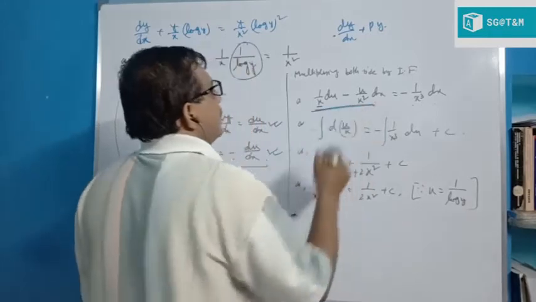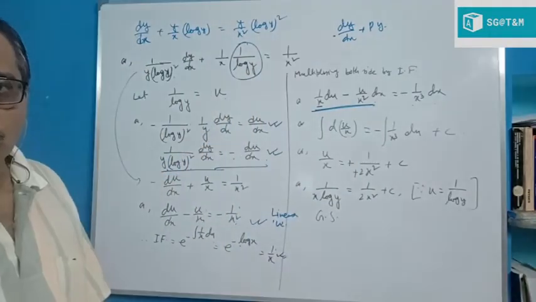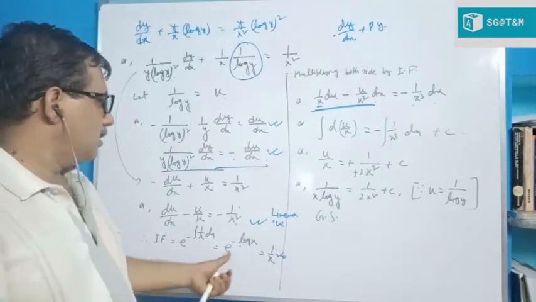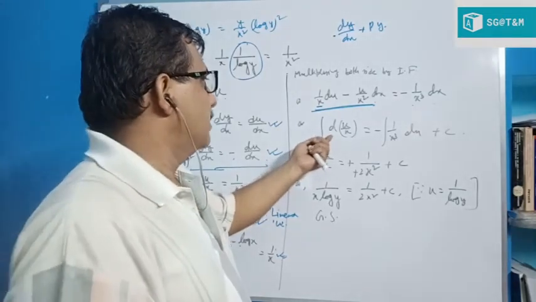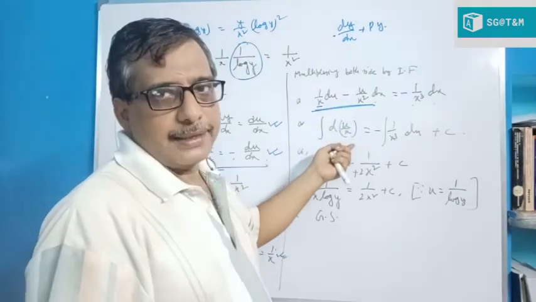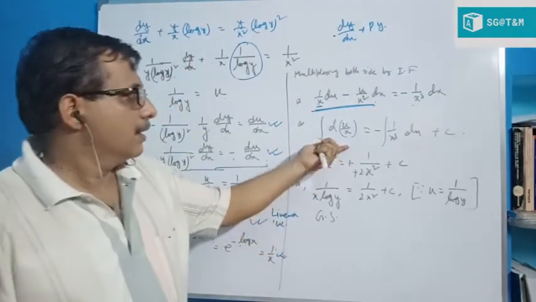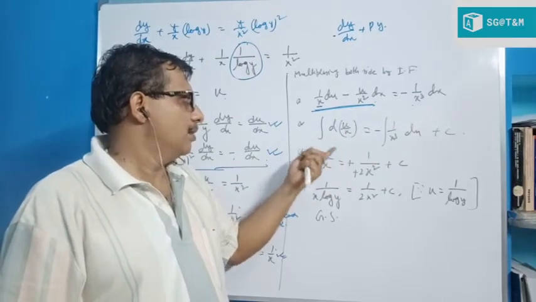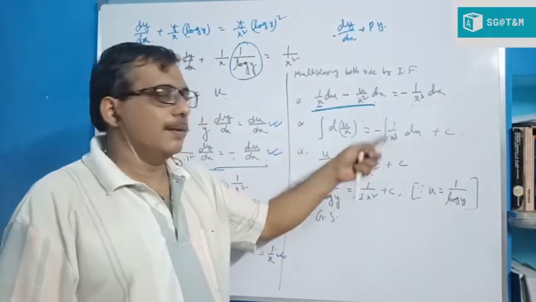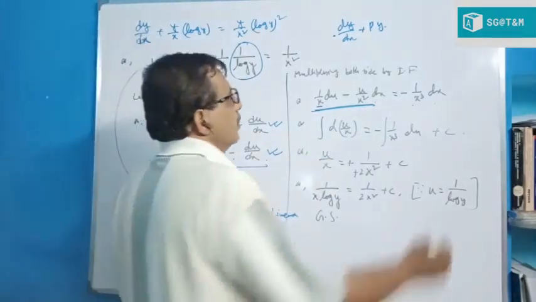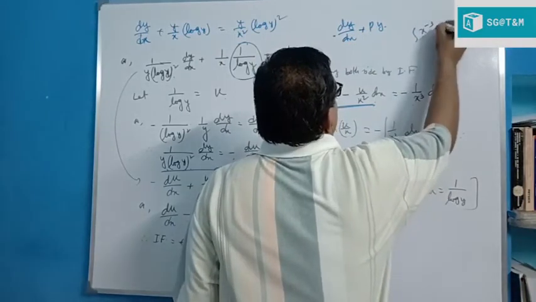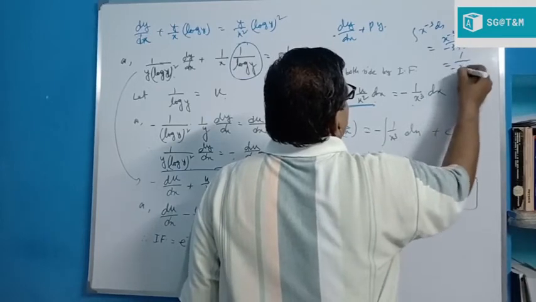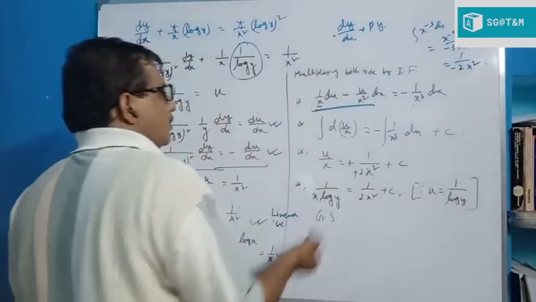So the left hand side must be d of integrating factor into u. The integrating factor is 1/x, so the left hand side is d of (u/x), and integrating minus of 1/x³ dx. After integration, d of (u/x) gives u/x, and the integration of x to the power minus 3 is x to the power (minus 3 plus 1) over (minus 3 plus 1), so 1/(minus 2x²), plus c.